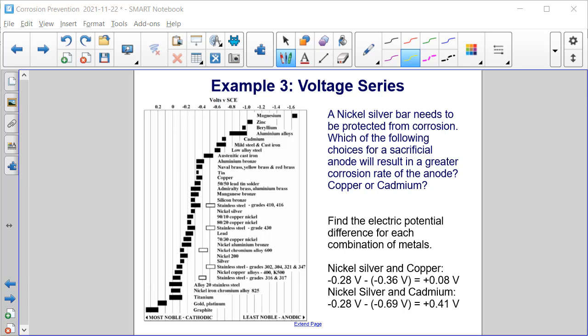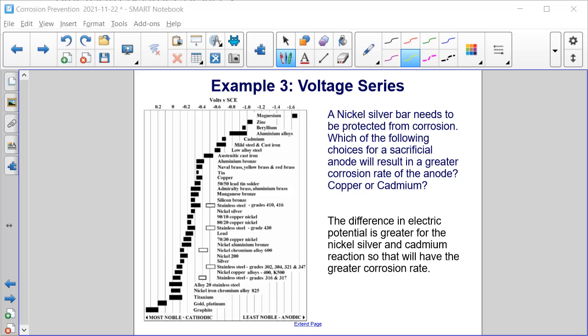Now we can find the electric potential difference for each combination of metals. For the nickel silver and the copper, we get 0.08 volts. For the nickel silver and the cadmium, we get 0.41 volts. So the larger difference is between the nickel silver and the cadmium. The difference in electric potential is greater for the nickel silver and cadmium reaction, so that will have the greater corrosion rate.